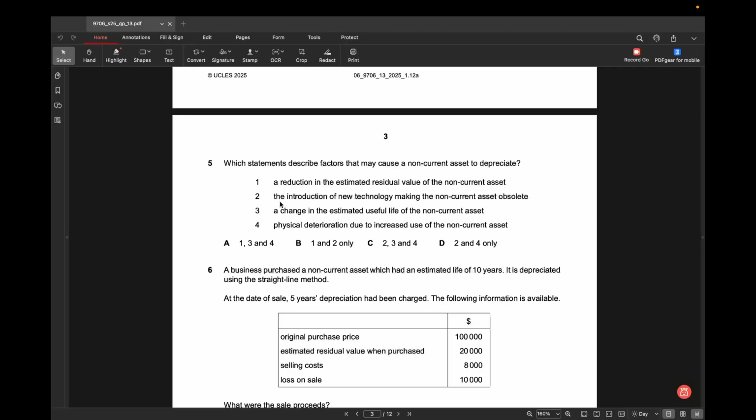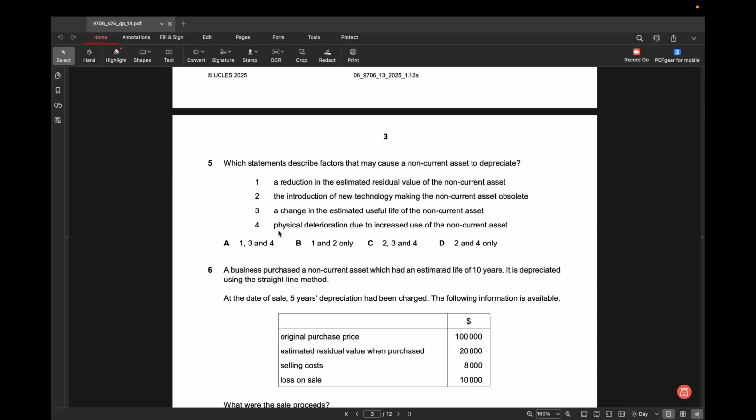Number 2, the introduction of new technology making the non-current asset obsolete. So this is one of the causes of depreciation. Non-current assets are depreciated because of the new technology. Change in the estimated useful life of the non-current asset. So either the non-current asset has 5 years, 10 years, 20 years, we need to calculate depreciation. So this is not a cause of depreciation.